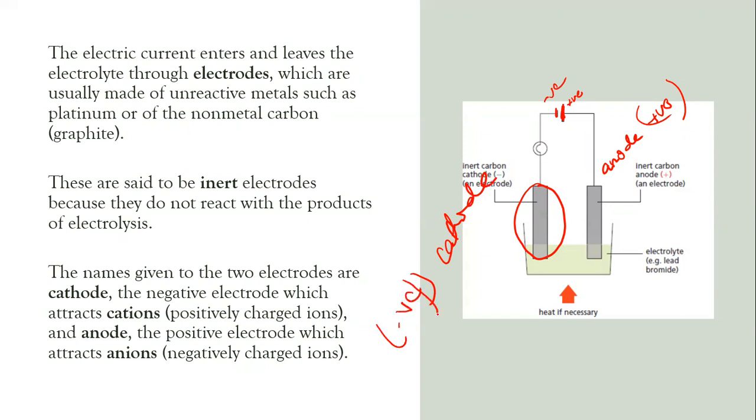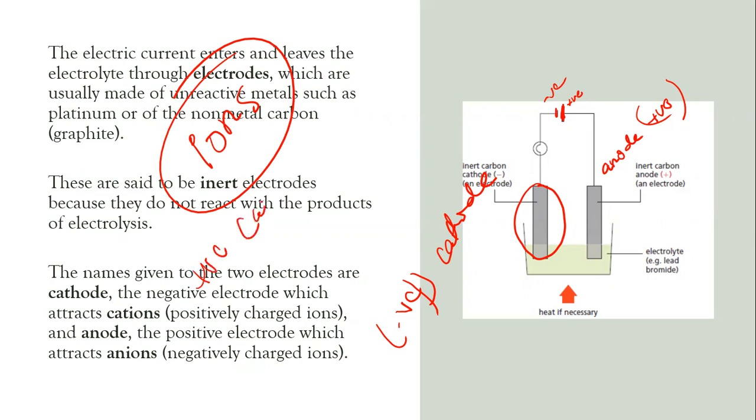Okay, now this is the way we name that. The one that is attached to the negative side is going to be the cathode, and the one that is attached to the positive side is going to be your anode. Now, this is just how you're naming the electrodes. When I'm talking about ions, it's the opposite.